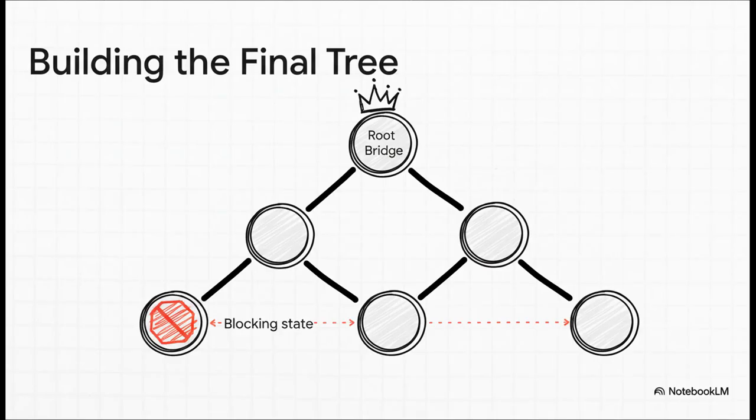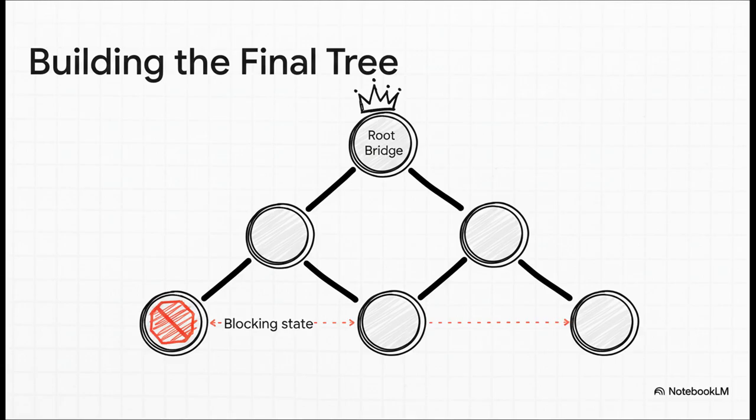So here's the magic. By making sure there's only one root port per switch and only one designated port per segment, STP guarantees there is only one active path between any 2 points. So what happens to all the other ports? Well, they get put into a blocking state. They're not dead. They're physically connected and ready to jump into action if a main link fails. But they don't forward any data. And just like that, no more loops.